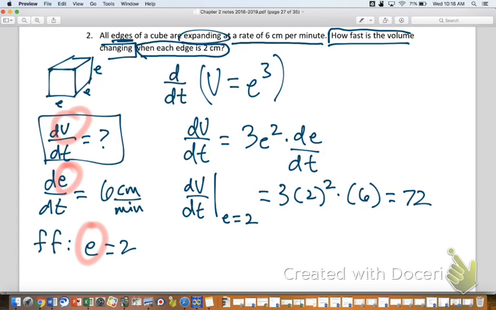The final thought here would be, what kind of units would go with that 72? Yeah, because it's rate of change of volume with respect to time, so it would be centimeters cubed per minute. That's exactly right. And that would be the rate of change of volume at that particular point in time.